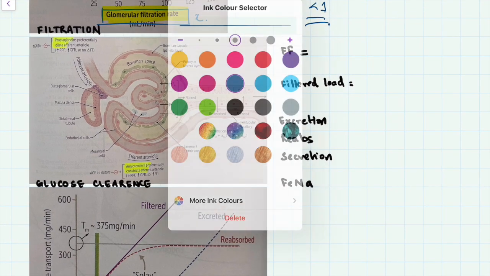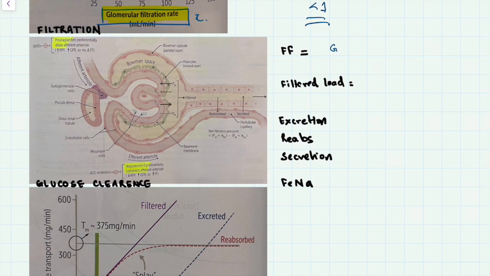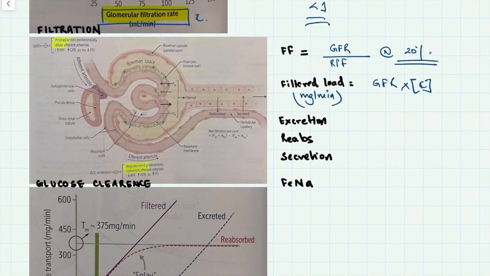So, filtration fraction, it is given by the formula GFR by RPF, that is glomerular filtration rate upon the renal plasma flow, and a normal filtration fraction is approximately 20%. Filtered load is mg per minute. It is given by the equation GFR into plasma concentration of that substance.